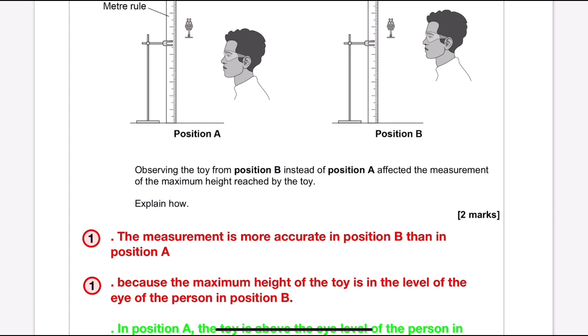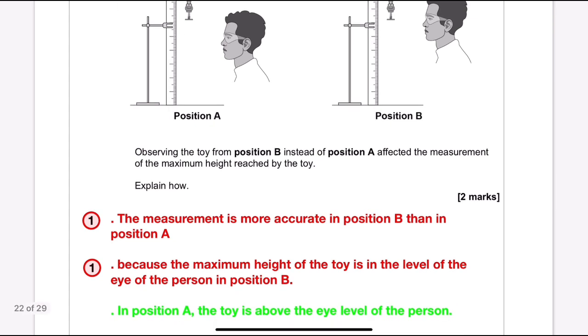The measurement is more accurate in position number B than in position number A, and the reason is the toy is at the level of the eye, whereas in position number A the toy is above the level of the eye. Because the maximum height of the toy is at the level of the eye of the person in position B, whereas the extra information is given that in position A the toy is above the eye level of the person. The marks distribution is given here on the left side of the answer.